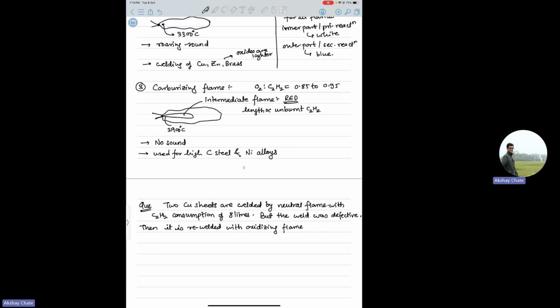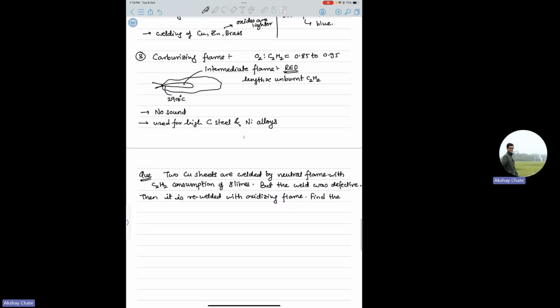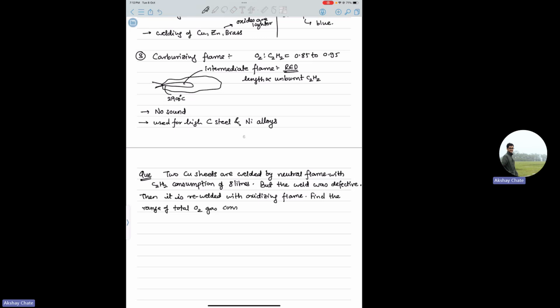Okay. So find the range of total oxygen gas consumption in these, or just total oxygen gas consumption. Okay, so this is a kind of sample question.